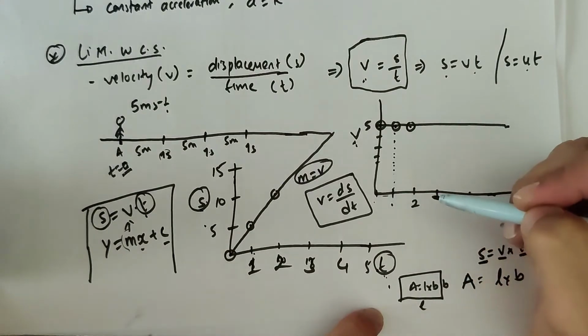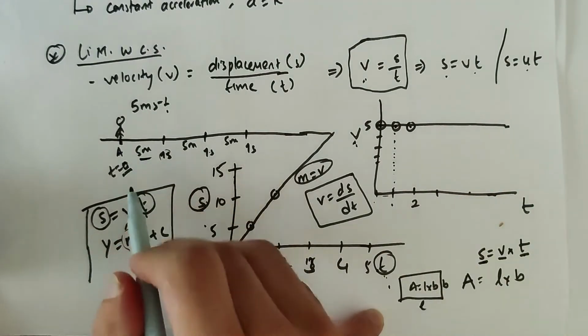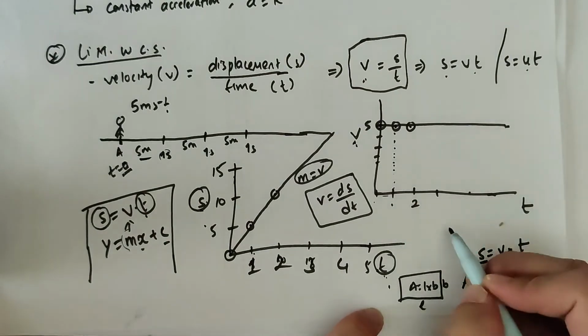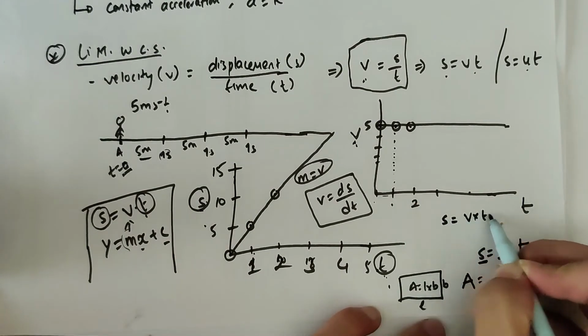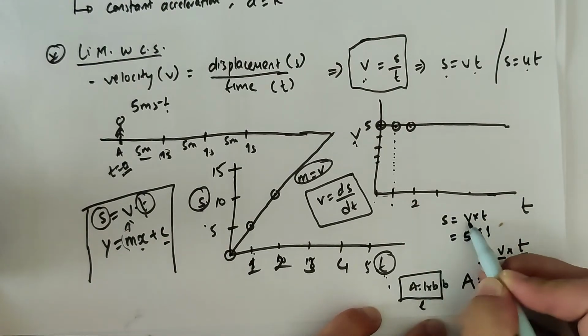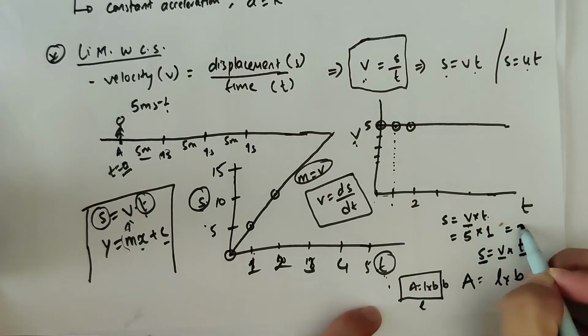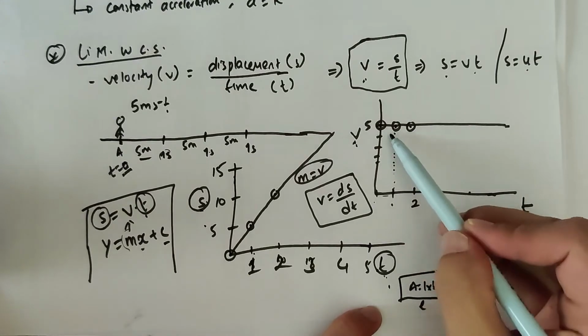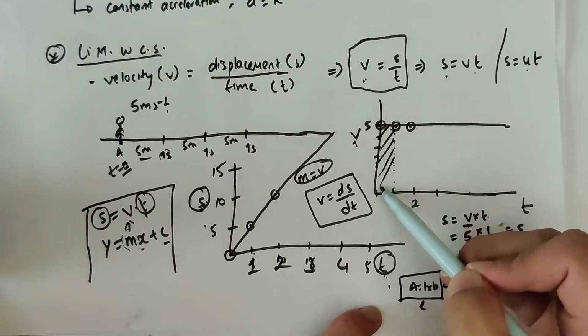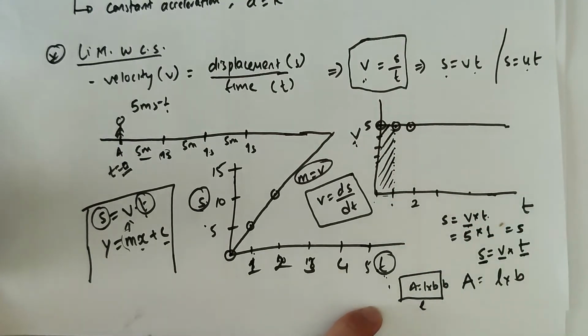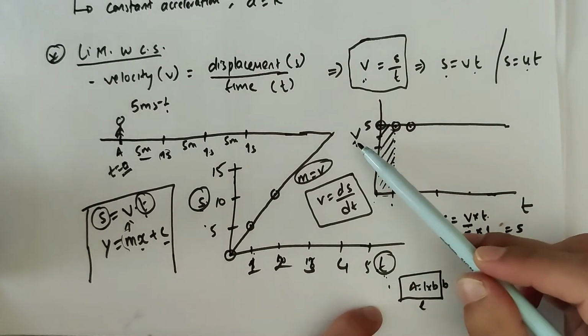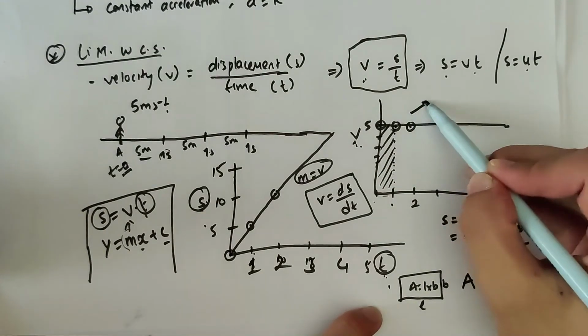So if I want to find the distance he has traveled in the first second, which is 5 meters, I multiply his velocity and the time it took. So in 1 second, it's going to be 5. And that's basically what I'm doing here, finding the area of this graph. So if you think about it, the area under the curve of the velocity-time graph gives me displacement.